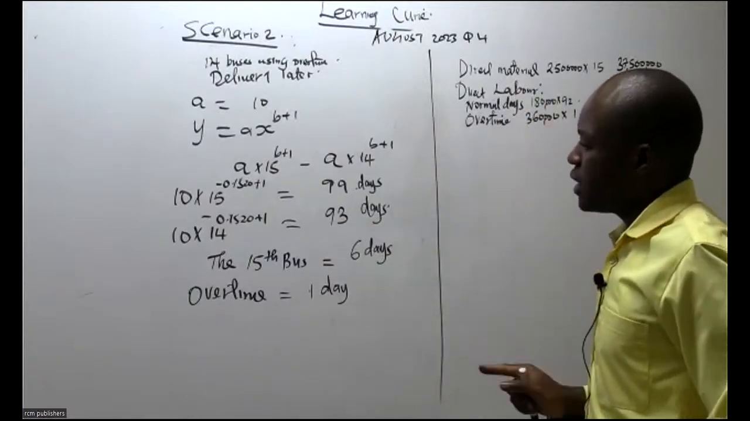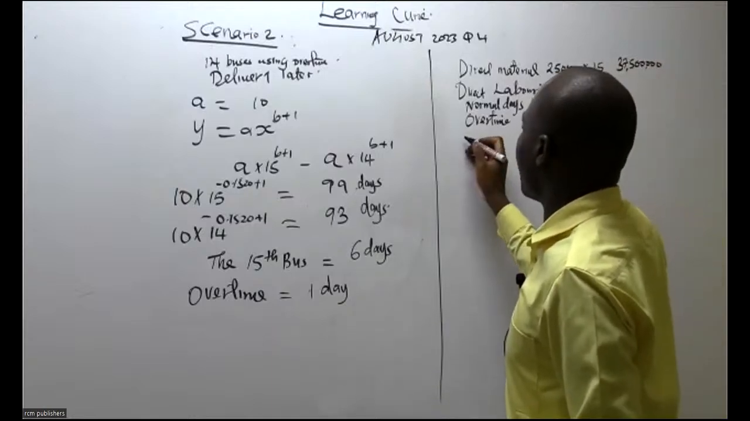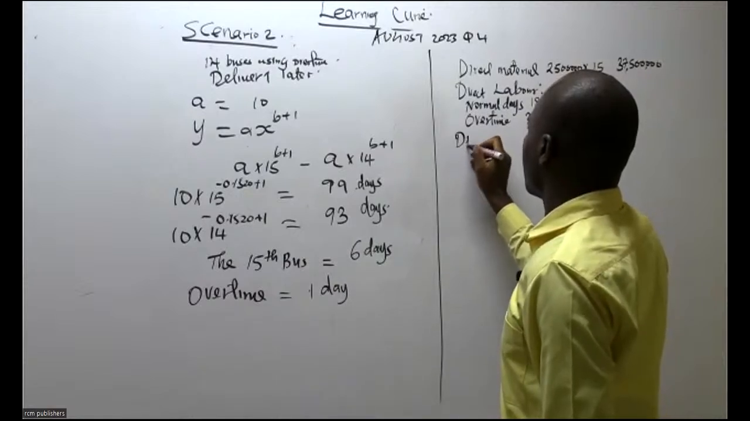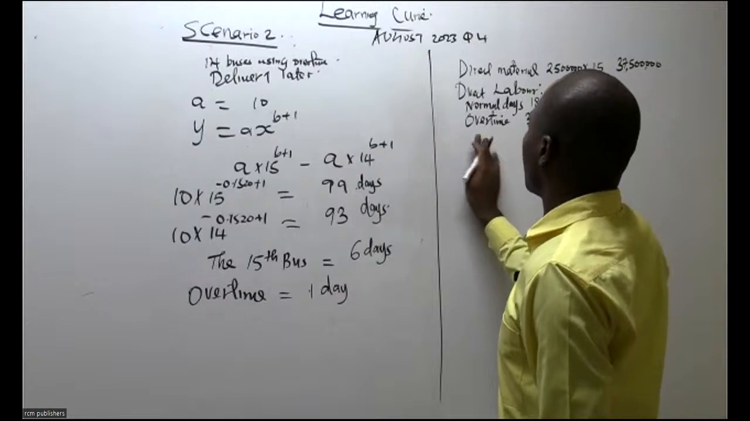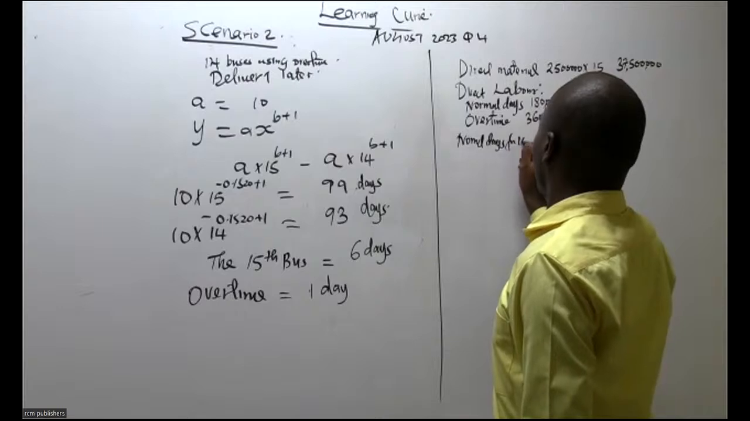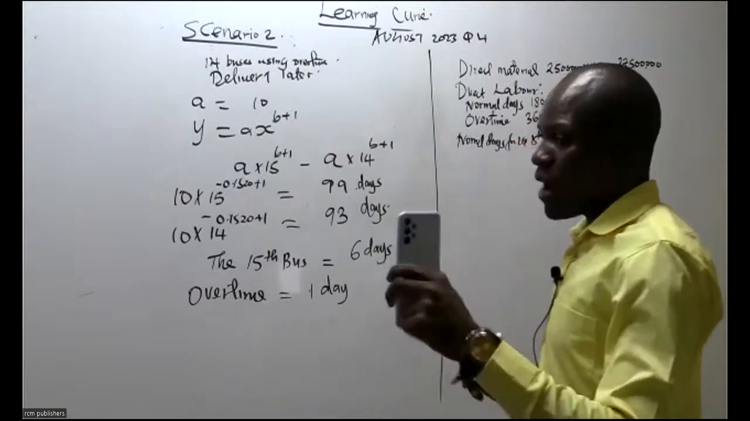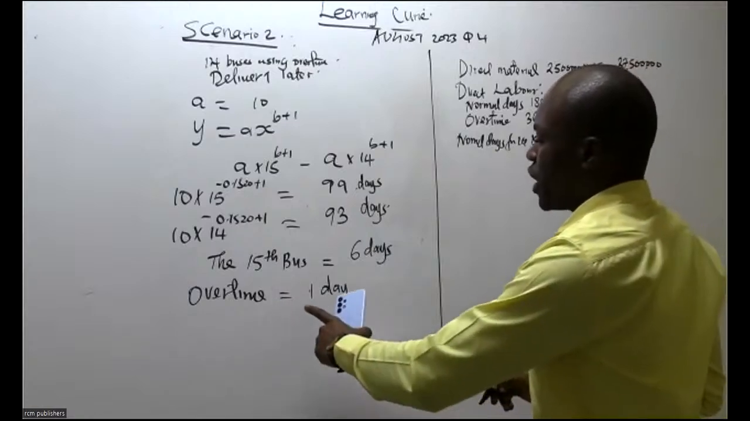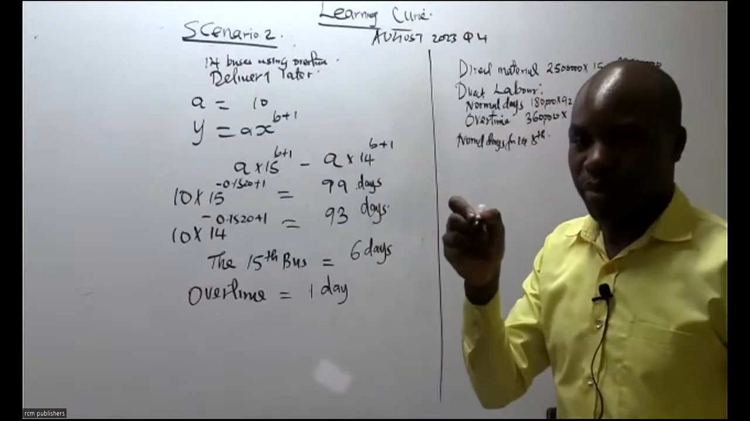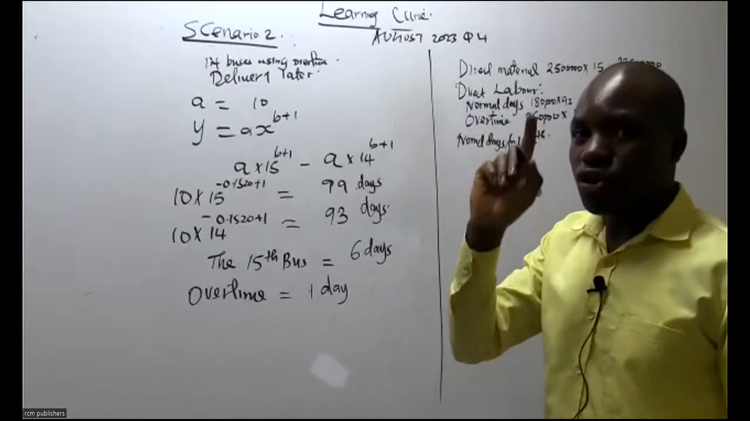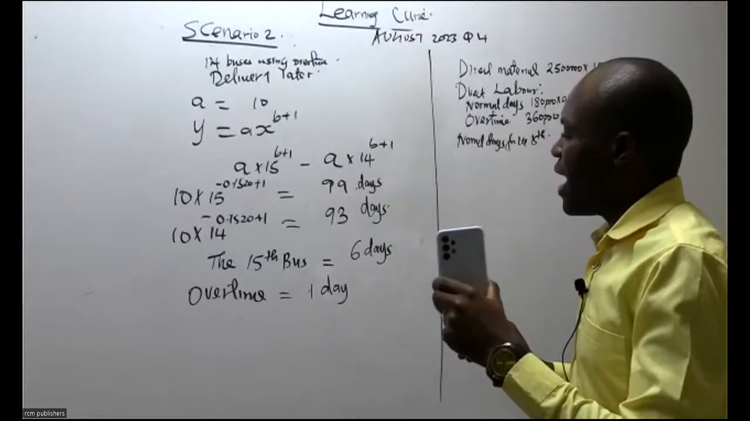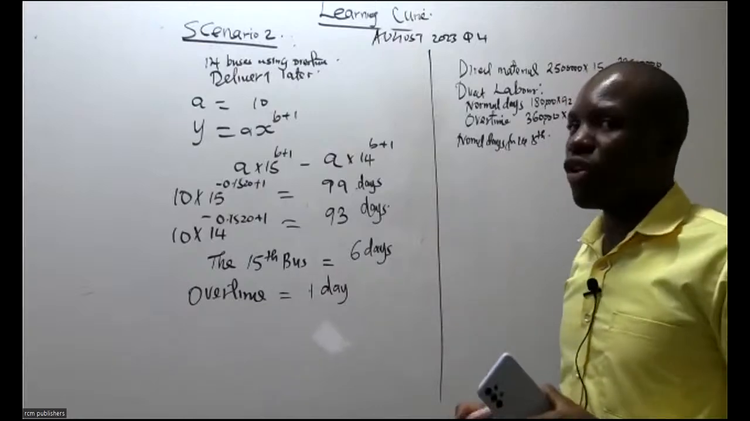Now, we need to get the time taken for producing the last or the 15th bus. Direct labor or normal days for the 15th. The 15th bus, you are going to take how many days? 6. These 6 days is not overtime. You are going to deliver it later, yes, but just during the normal working hours.